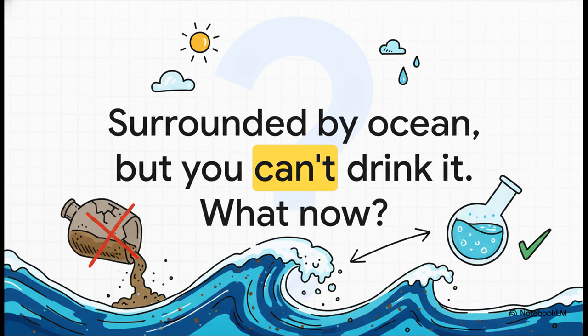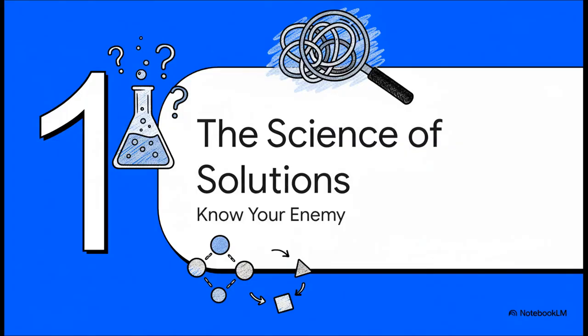The ocean water is a mix of salt water and sand, and drinking it would actually be more dangerous than drinking nothing at all. To survive, you have to figure out how to separate the pure, drinkable water from all that other stuff. Okay, so let's dive into this. To solve this puzzle, we've got to get scientific first. You have to know your enemy, right? We need to understand exactly what we're dealing with.